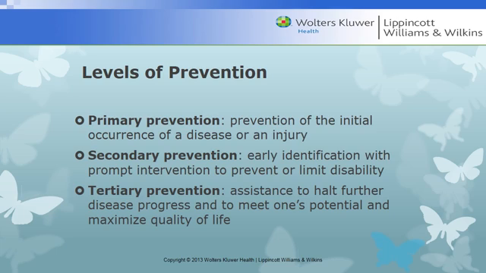Levels of prevention. Primary prevention is described as prevention of the initial occurrence of a disease or an injury. Secondary prevention involves early identification with prompt intervention to prevent or limit disability. Tertiary prevention involves assistance to halt further disease progression and to meet one's potential and maximize the quality of life.